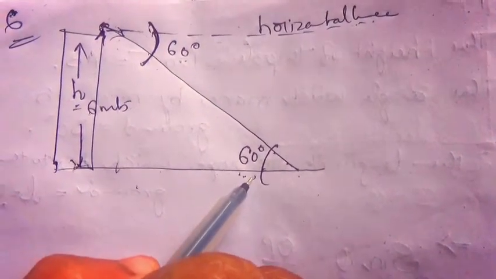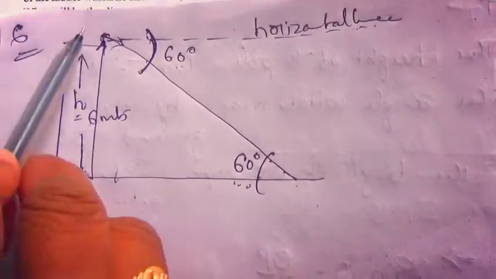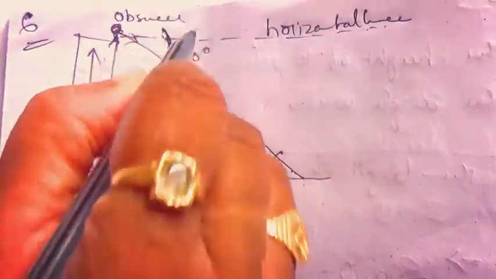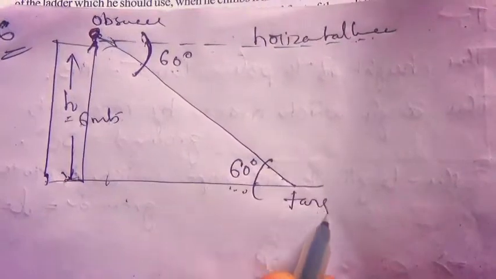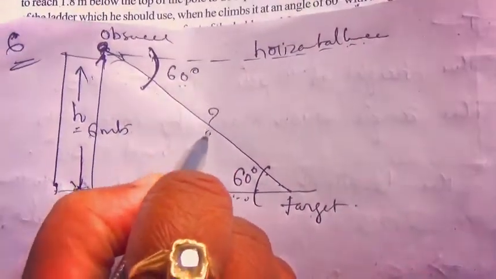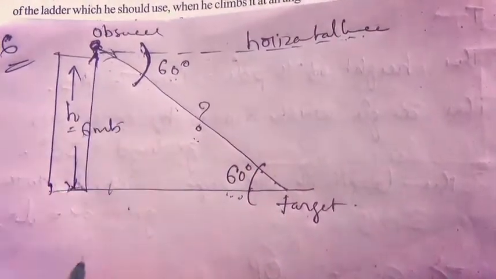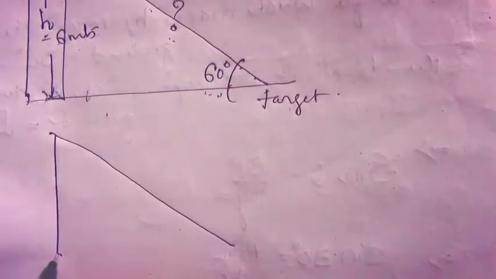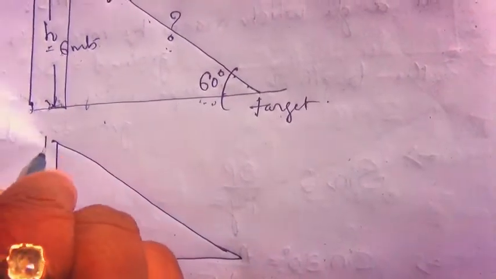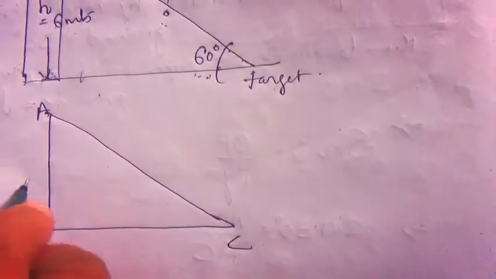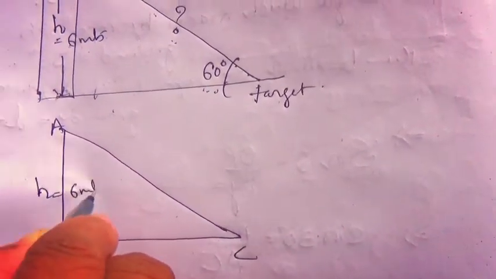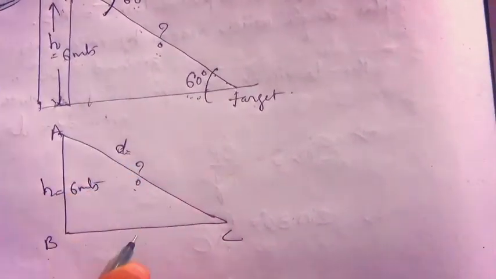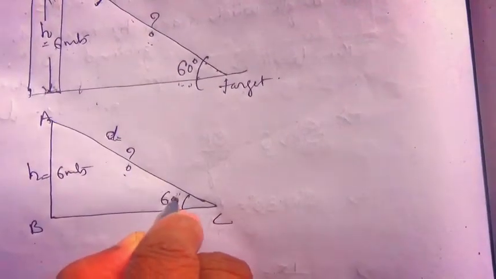Okay, so what is the distance between you and the object? Here the observer was, you and the target object. So this we have to find out. So it was a rough diagram. I am drawing the actual figure that we want. So this is A, B, C. This is the height of the building, that is h is equal to 6 meters, and this length, the distance, we have to find out, and this is 60 degrees of angle.